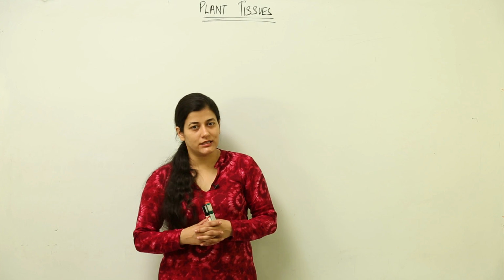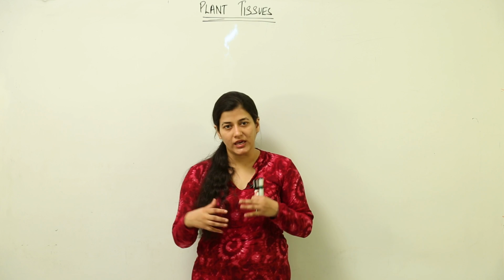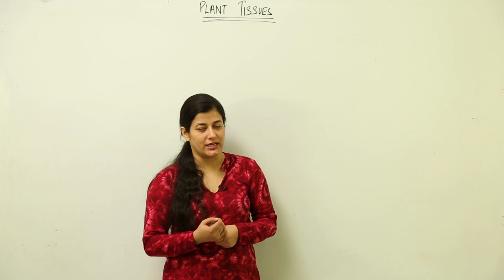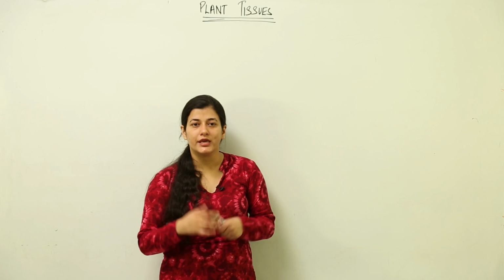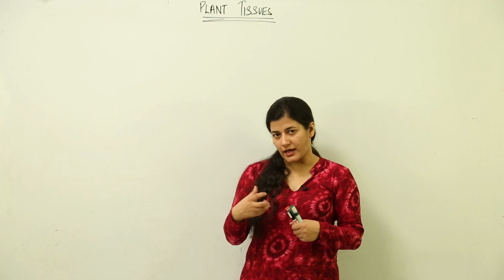We have seen the different types of tissues which are present in the plants. We came to know what types of cells are present in them. We came to know their functions. We came to know about their location. Now let us understand the actual location.